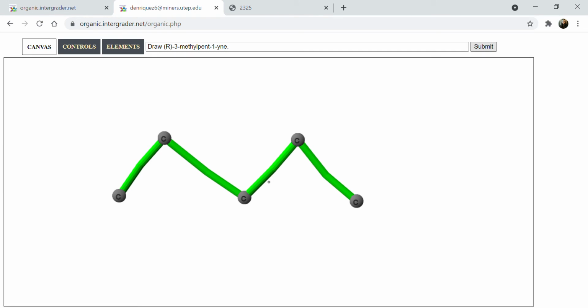Okay, I'll start by drawing my pentane. And then at the 1 position, I have the "yne", so I'll put my triple bond over here. And then I have a methyl at the 3 position. I'll add my hydrogens, and I see that it is R conformation.